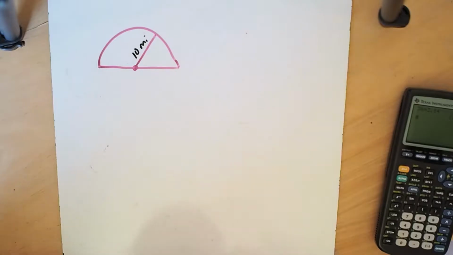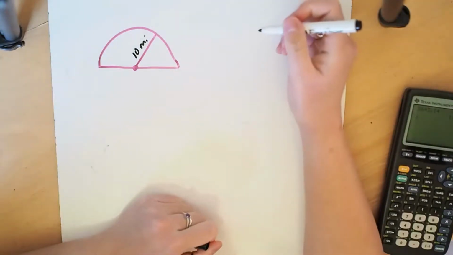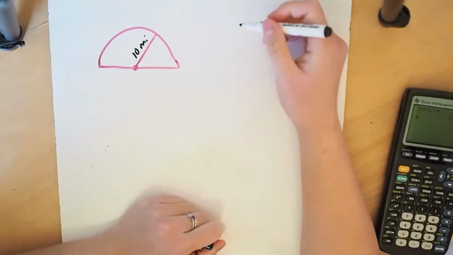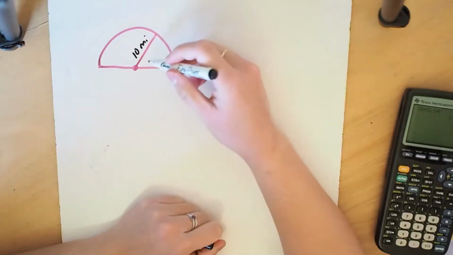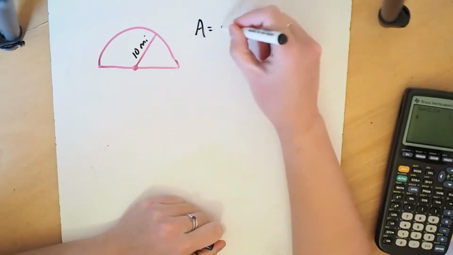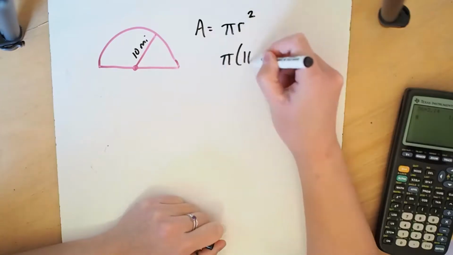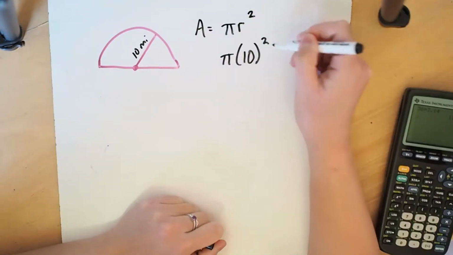Lastly, what happens if you're asked to find half of a circle? Well, you do basically the exact same thing, and then you divide the entire answer by 2. So let me show you what I mean. We're asked to find the area of a half a circle that has a radius of 10 miles. So we write our formula, area equals pi r squared. We plug in 10 for our radius, and I make sure to put the squared on the outside of the parentheses.